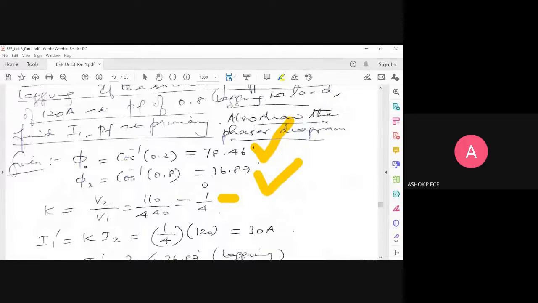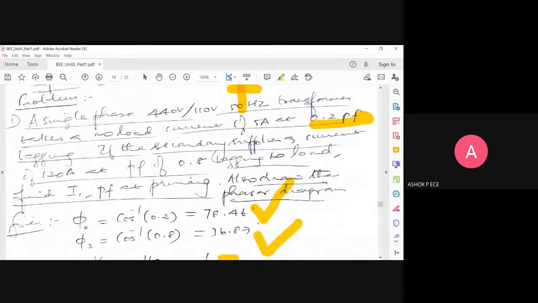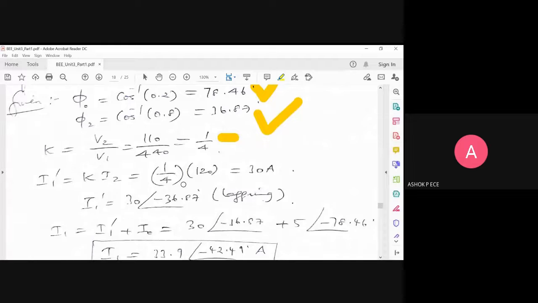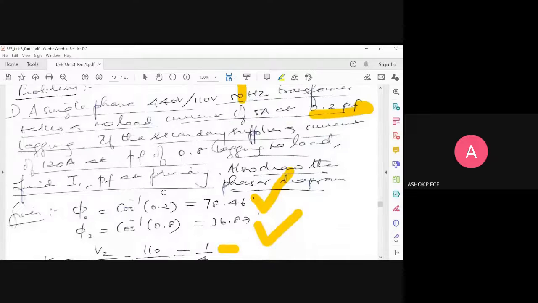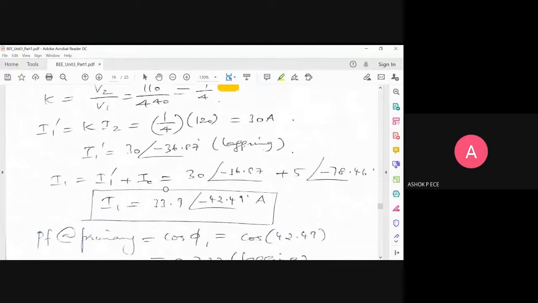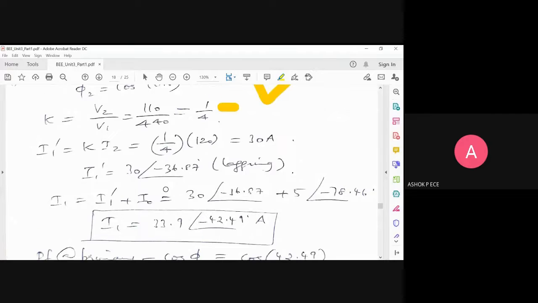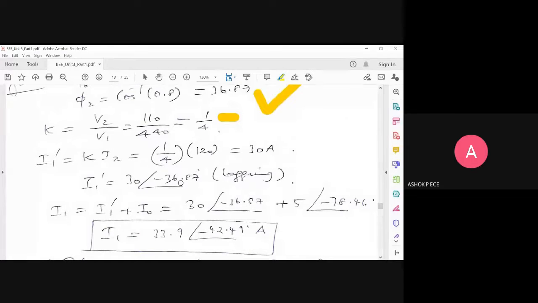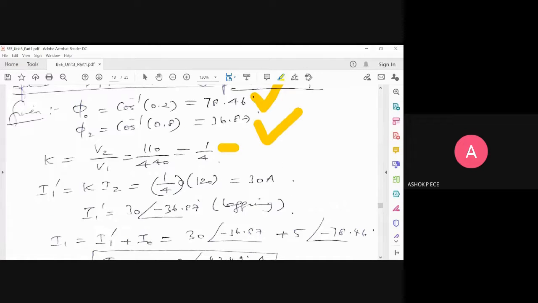And it is given, no load current is lagging. So if no load current is lagging, then this current will also be lagging. Lagging means you put a minus sign. It is 36.87 degrees, and they have given it is lagging for both. So lagging means you'll put a minus sign. Now you can find the total primary current, I1 equals I1 dash plus I naught. I1 dash we found just now: 30 angle minus 36.87, plus no load current 5 angle minus 78.46.